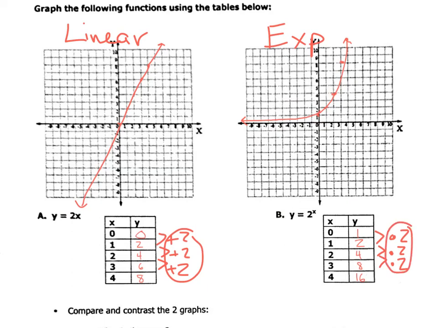So with linear, we have a constant rate of change. We're adding the same number every time. With exponential, we have a constant factor, so we're multiplying by the same number every time.